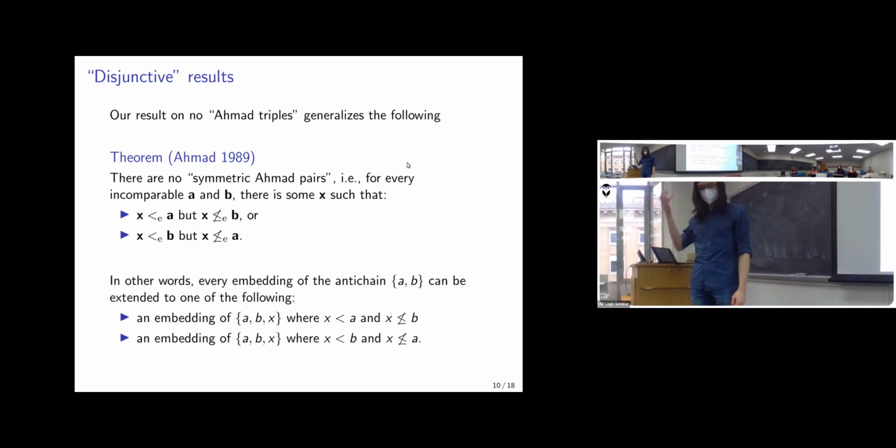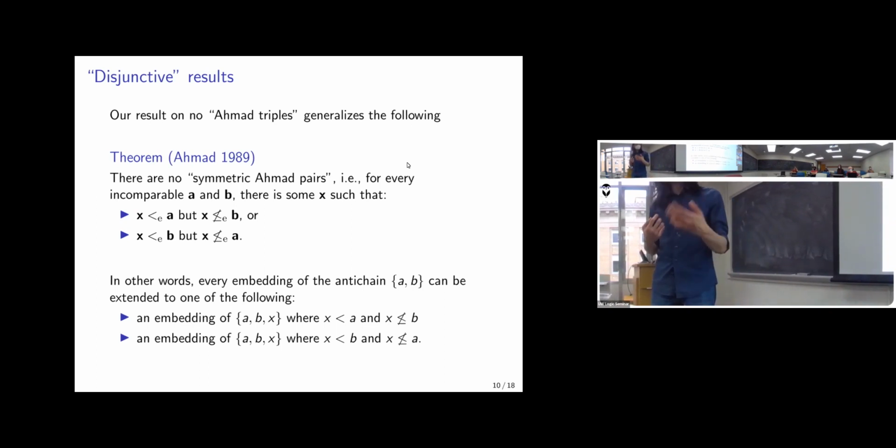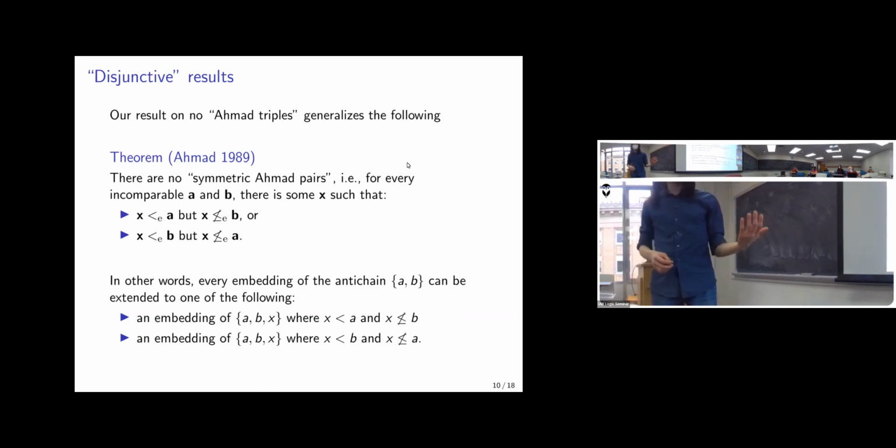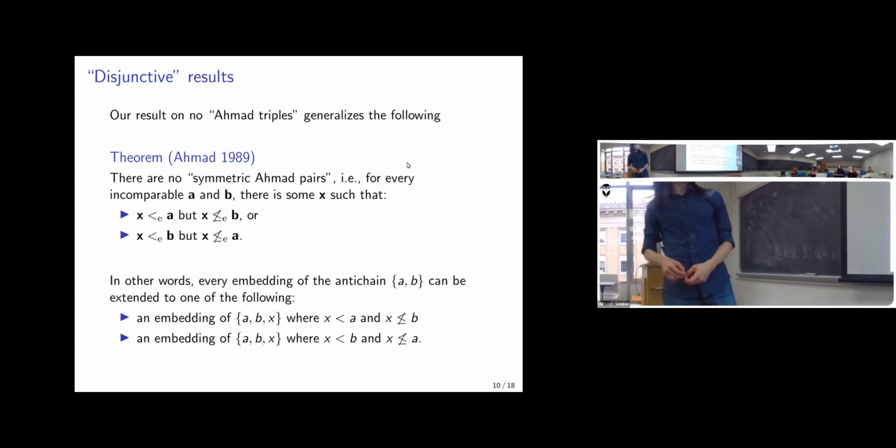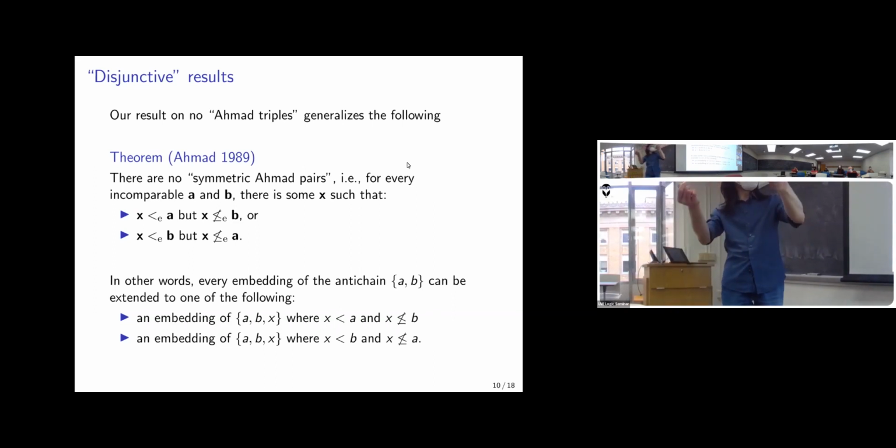So this disjunctive element already appears here. And just to get us more familiar with this recasting, we can rewrite this result as an extension of embeddings problem in the following way. We're saying that every embedding of the anti-chain AB can be extended to an embedding of ABX, where X is below A and not below B, or an embedding of ABX where X is below B and not below A.